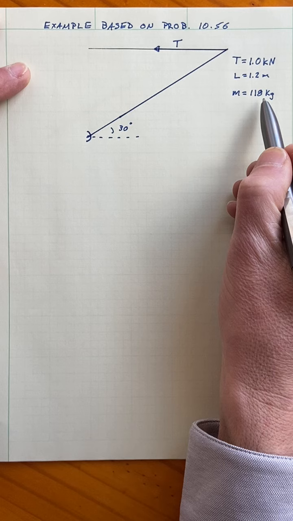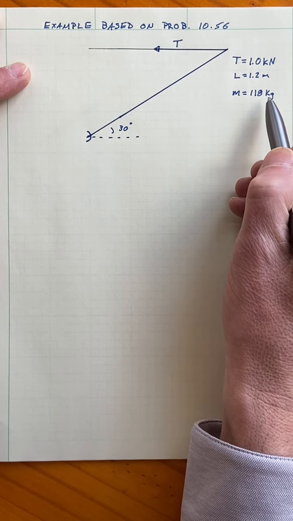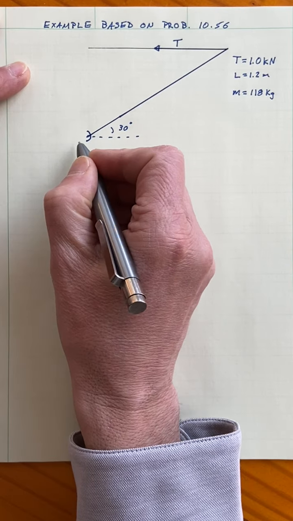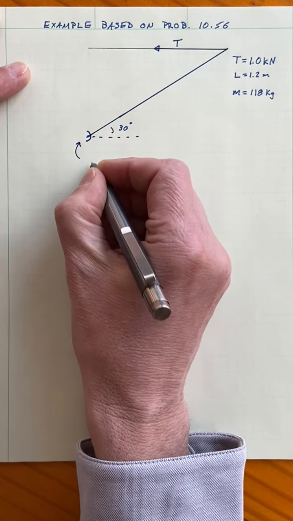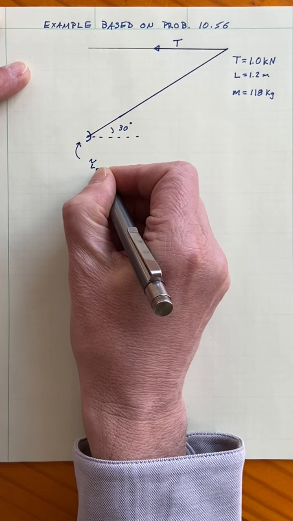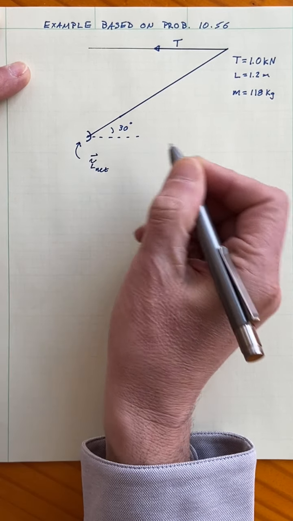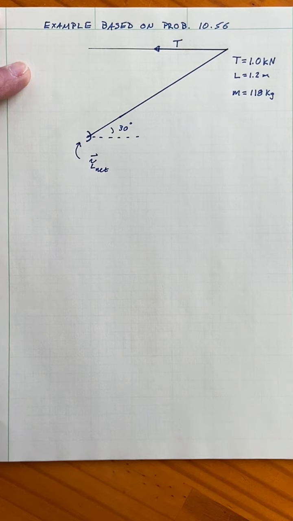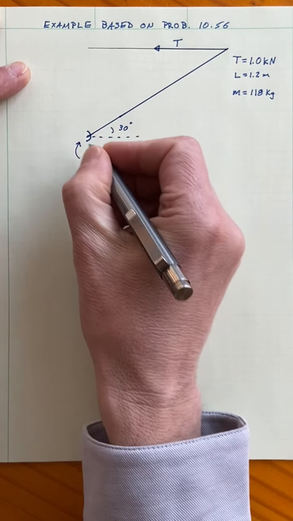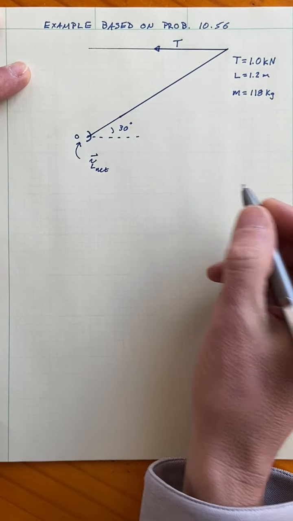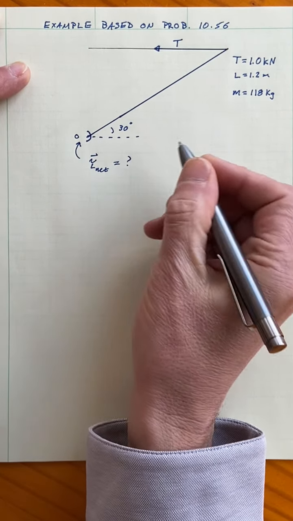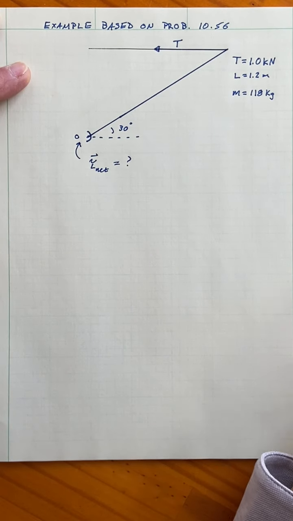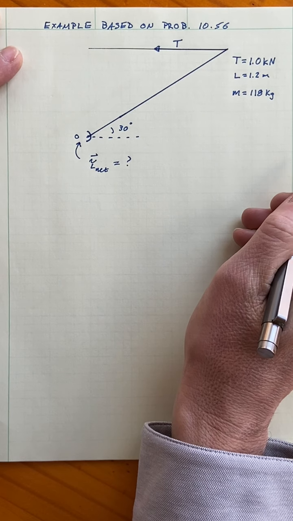So that's pretty heavy. And what I would like to calculate is, very specifically, the net torque about the origin, this point right here, the hinge. So I want to know what's the net torque exerted by the forces on the beam about that origin right there. Whenever you calculate torques, you need to specify a point or an origin or an axis of rotation about which to calculate the torques.